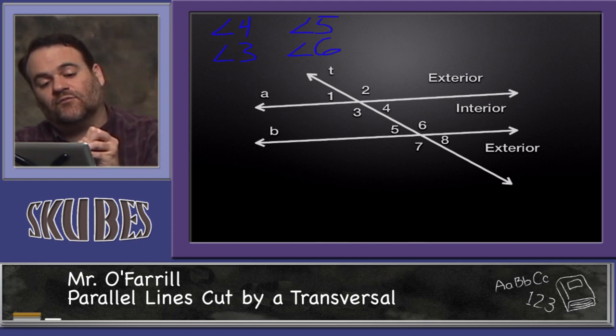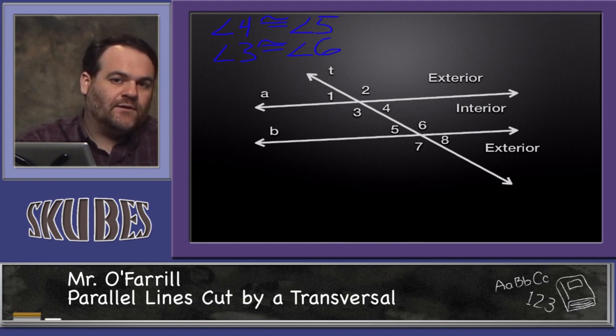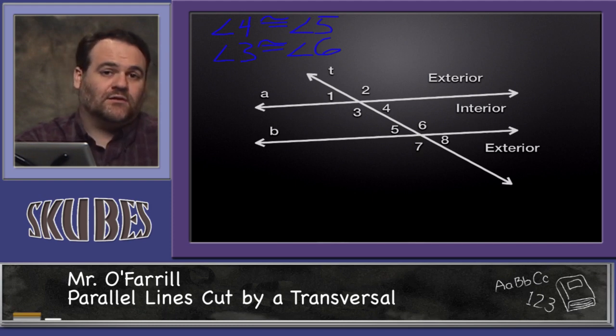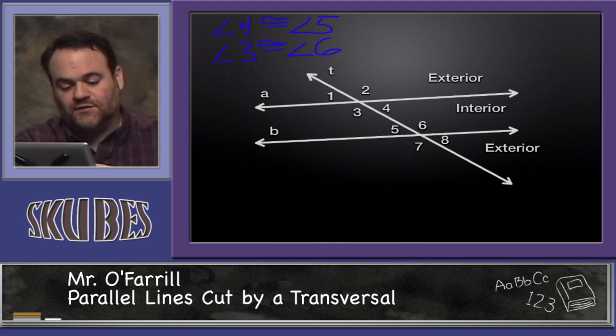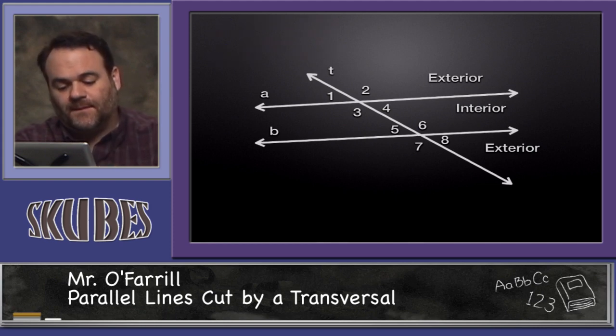Alternate interior angles, when they are talking about a parallel pair of lines, are always congruent. That means that the measure of their angles is exactly the same. And even though usually things are not drawn to scale, you can probably look and see that angles 4 and 5 and 3 and 6 would be equal to each other. But those are alternate interior angles.